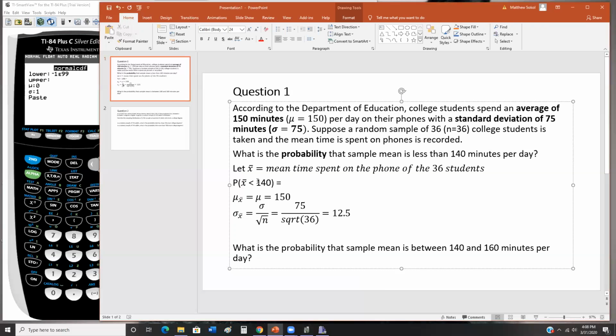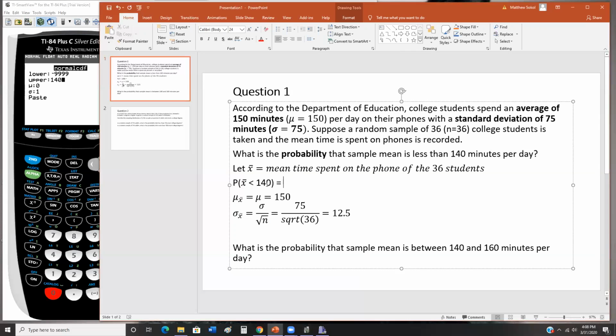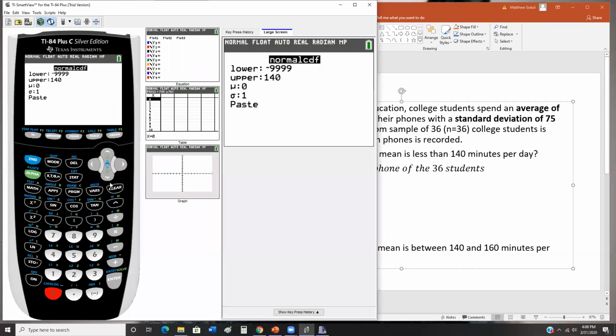And so here's the deal. I want to be less than 140. So for the lower bound here, I'm going to have to put in negative 9999. You're going to have to put in something ridiculous. Your upper bound is going to be 140 because you want to be less than that. So that's where you're going to stop.